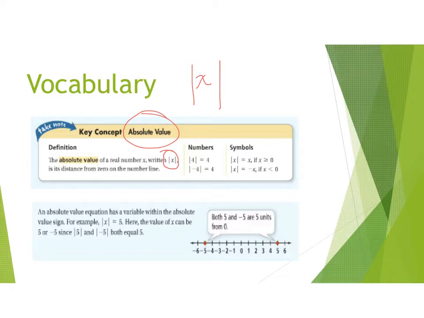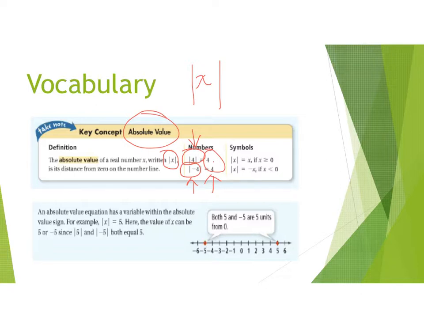If you'll remember from your middle school math, absolute value is the distance from 0 on the number line. So anytime you take the absolute value of something, because distance is always a positive number, your answer is always going to be positive. So the absolute value of a positive 4 is 4, and the absolute value of negative 4 is 4. Just like in the example below.